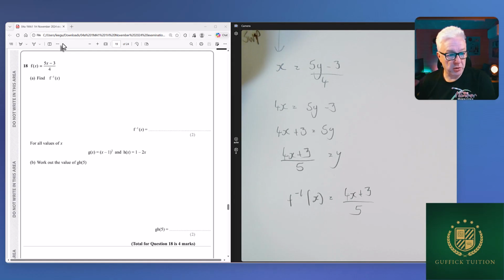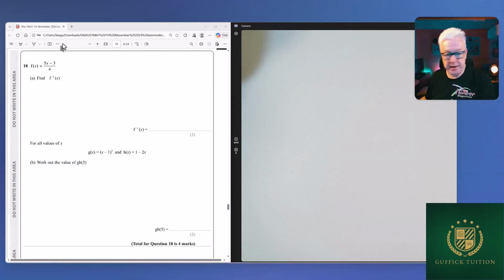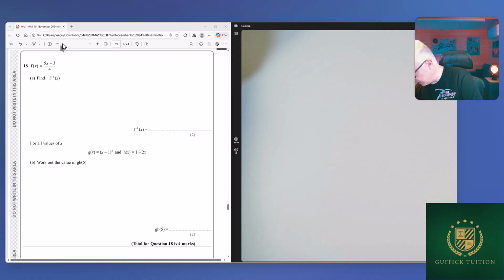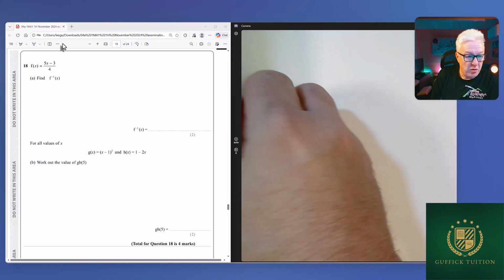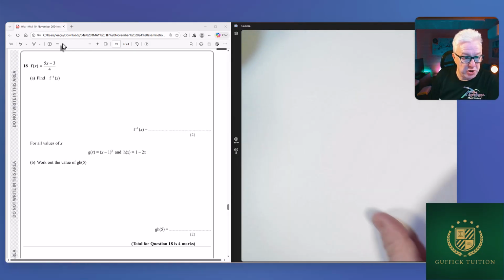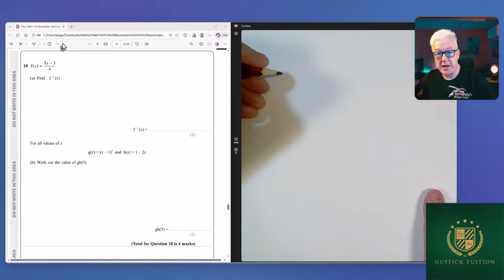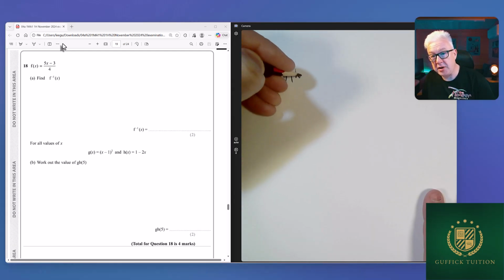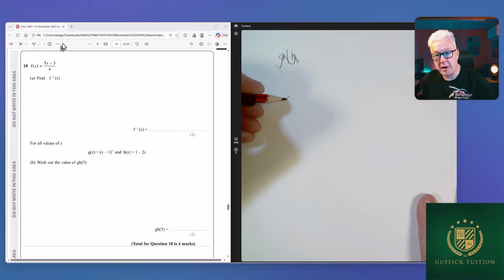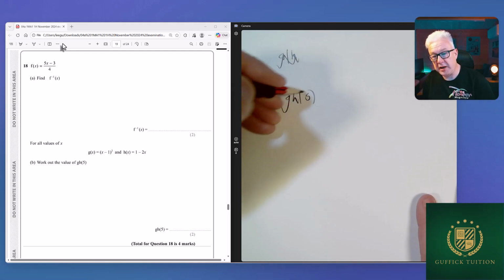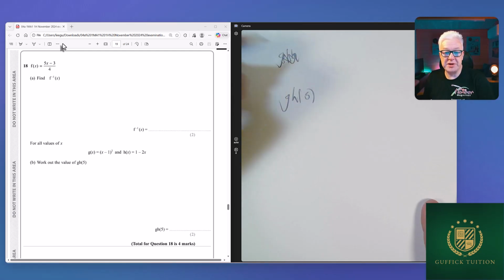Part B, it says for all values of x, g of x is equal to (x minus 1) all squared, and h of x is equal to 1 minus 2x. Work out the value of g of h of 5. Well, this is really nice actually. So basically g of h of 5, this is what we call a composite function.